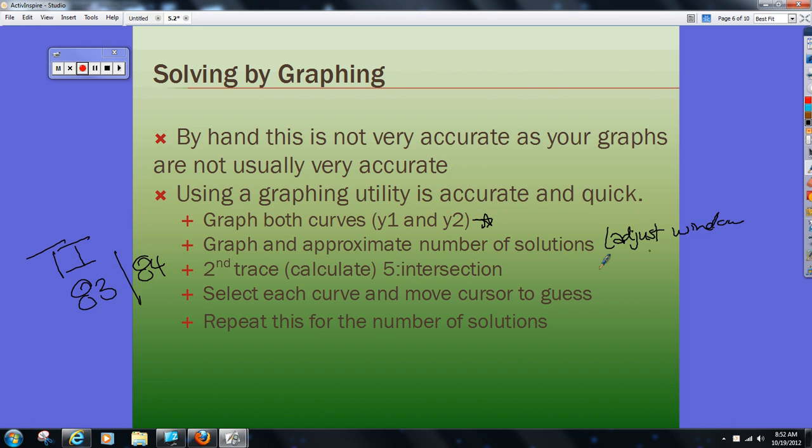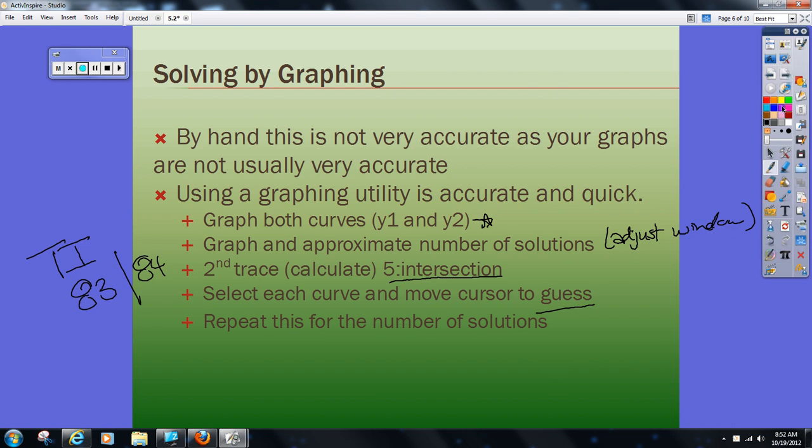You will then do second trace, and that's the calculate command, and you're looking for the intersection. That's where they cross. Select each curve. The cursor will automatically jump to each line. It'll say first curve, you hit enter. It'll say second curve, you hit enter, and then it will ask you to guess. The guess, you can just hit enter again. This guess process is really if you're dealing with a more complicated one where there are multiple solutions and they want to know which one you want them to find. And you repeat that process for the number of solutions you're dealing with. And right on the bottom of your screen, it will give you where they intersect.